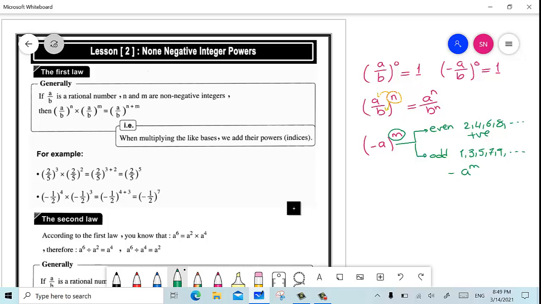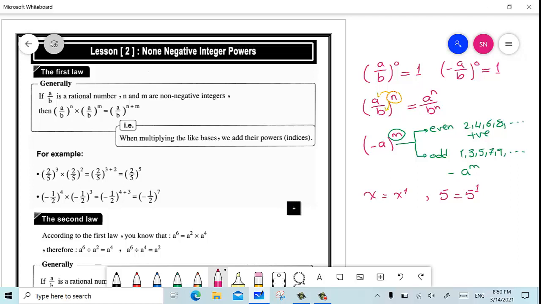We also said that if I have a variable which has no power above it, this means that I have x to the power of 1. And also for numbers. For example, if I have 5, this means that 5 is to the power of 1, but I don't write the power when it is 1.